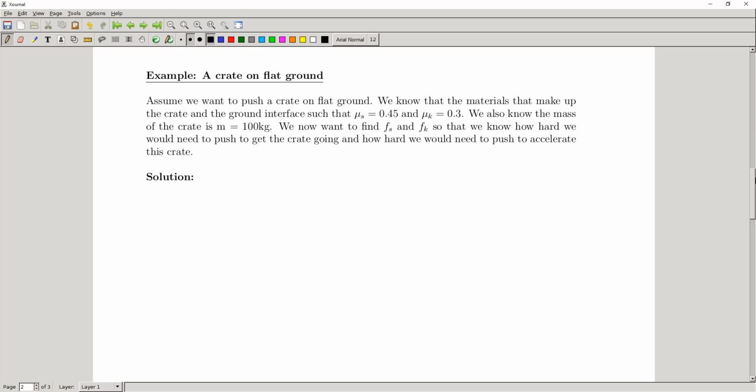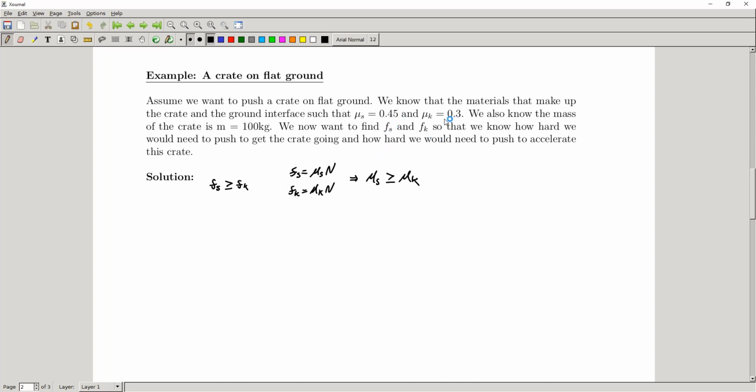We know that our force of static friction is always going to be greater than or equal to our force of kinetic friction. And because our force of static friction is equal to our coefficient of static friction times the normal force, and our force of kinetic friction is our coefficient of kinetic friction times the normal force, it stands to reason that our coefficient of static friction is always going to be larger than or equal to our coefficient of kinetic friction. And that's true here too, right? We have 0.45 and 0.3. That's what we would have expected.